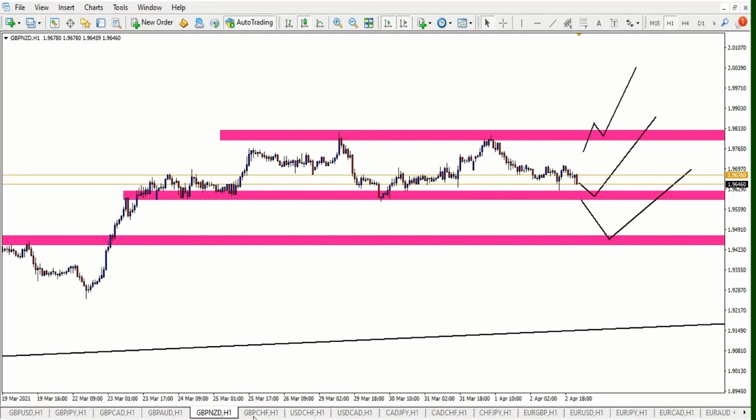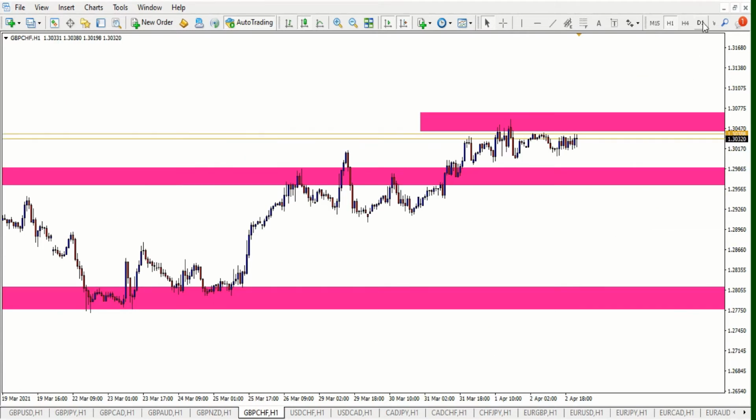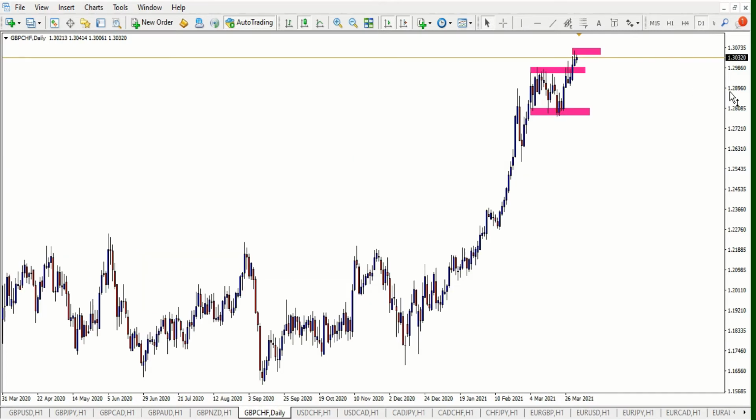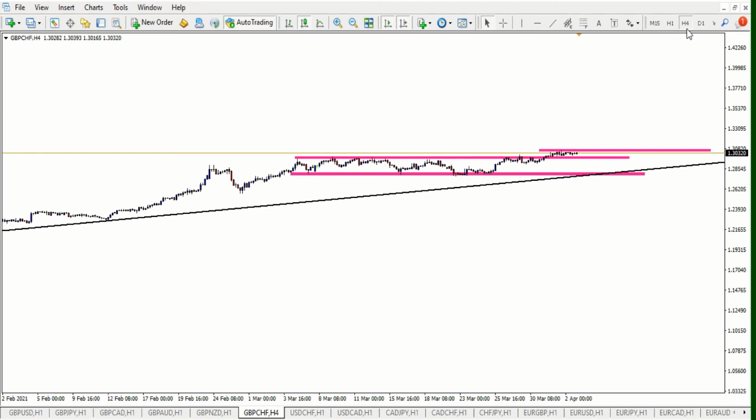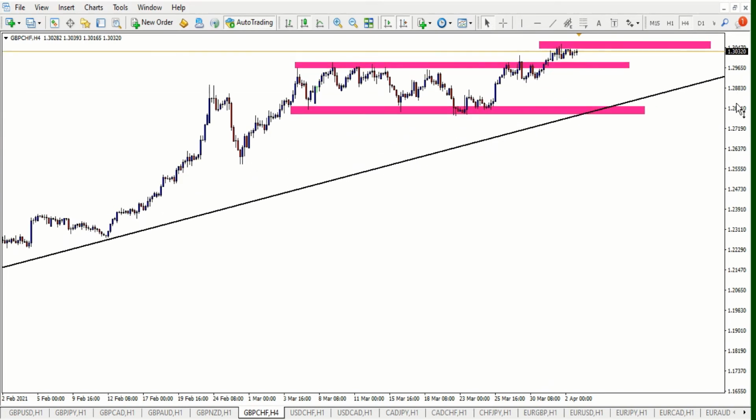The next pair is the Great British Pound, Swiss franc. Let's go to the 1 hour. Clearly we can see here that we are in an uptrend, a very strong bullish run. Alright, so we definitely are looking for buy positions with this one.